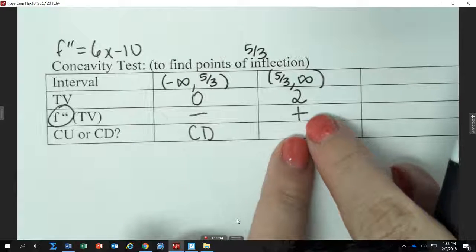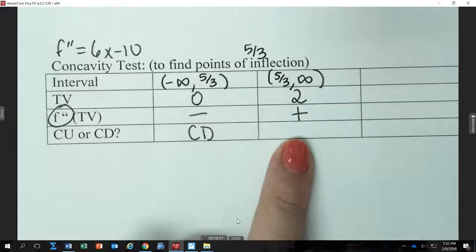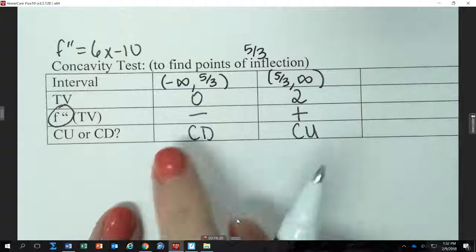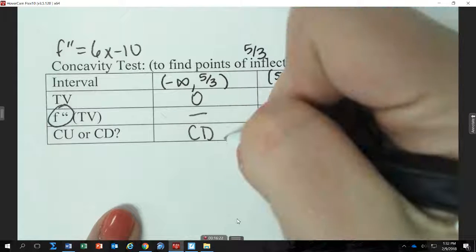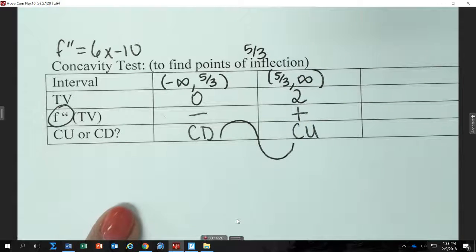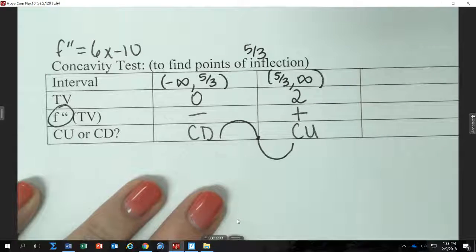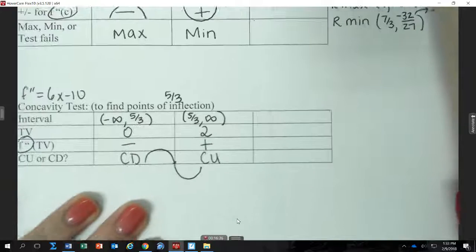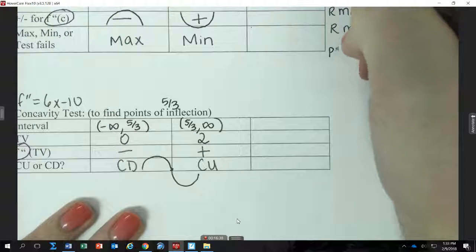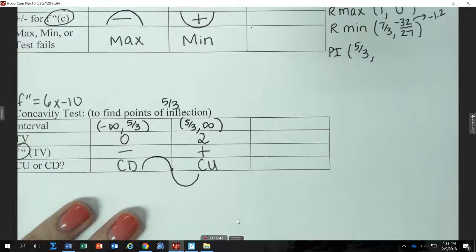And then here if I get a positive output, what would that tell me? Concave up, very good. So because my concavity changes, I go from being concave down to concave up. Am I going to have a point of inflection here? Yes. When the concavity changes, that does mean that you have a point of inflection. So I'm going to take note of that just back over here. I'm going to say that I have an actual point of inflection at 5/3, comma.